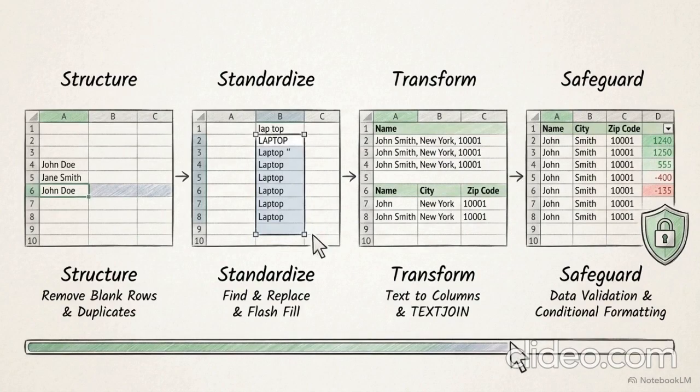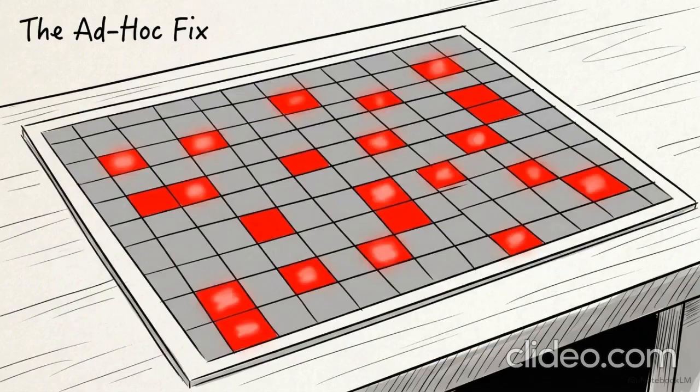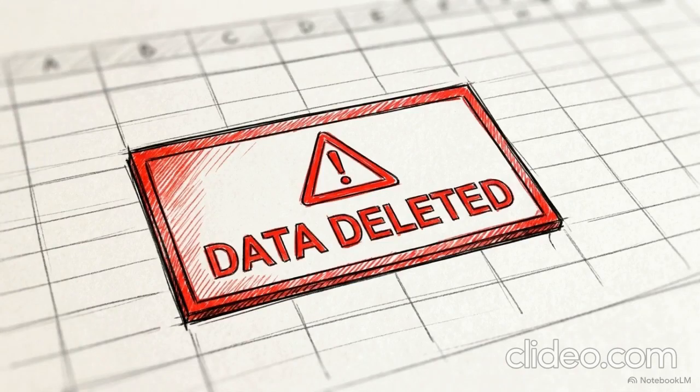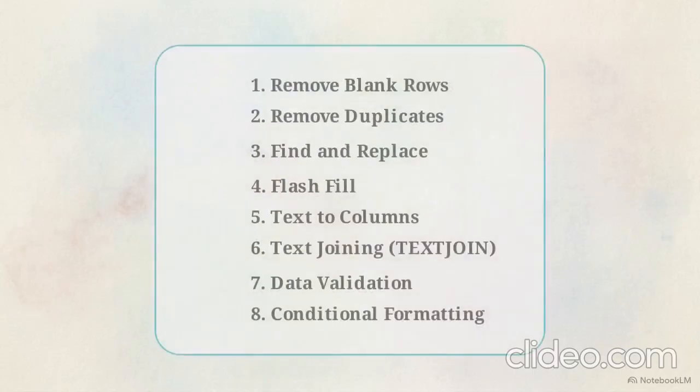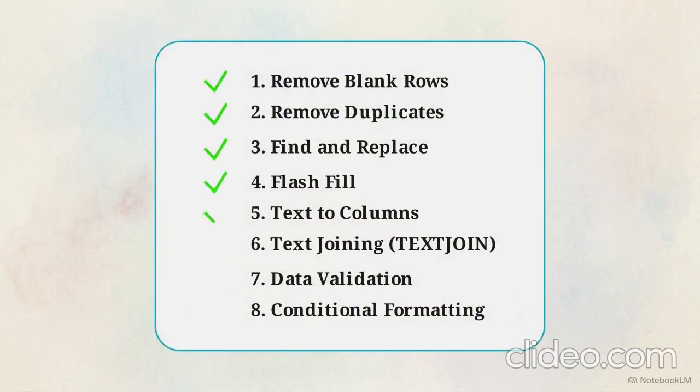We are going to tackle this process in 4 macro phases: structure, standardize, transform, and finally, safeguard. Fixing cells randomly as you spot them makes it easy to miss errors or delete data by mistake. Following these steps in order helps ensure your cleanup is thorough and your data stays intact.